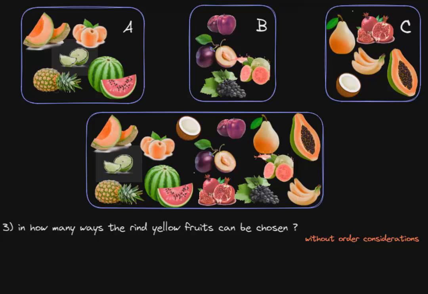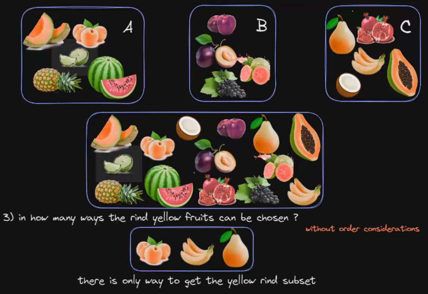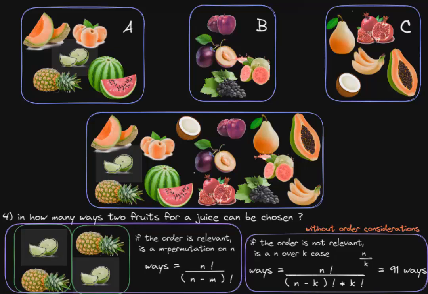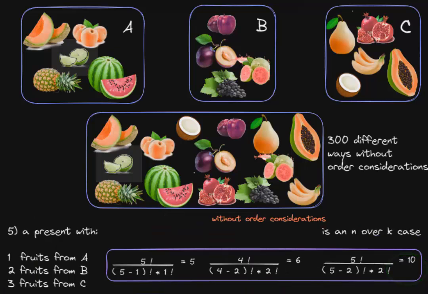Now, in question 3, if we don't care about the order, there is only one way to choose the yellow subset. The answer here is 1. In question 4, without order considerations, we get rid of a bunch of options, and the idea is a k combination on n elements, or an n over k case. So 91 options to make a juice. The same way in the last question. This is the idea behind a k-permutation on n elements. 300 options to give a present.